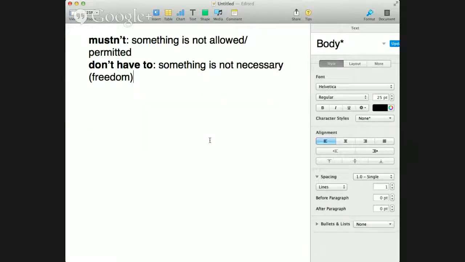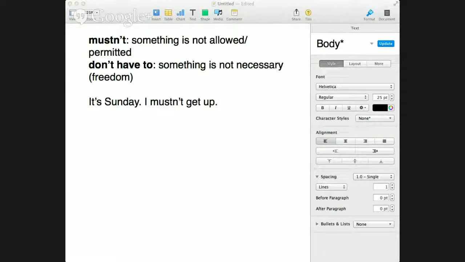So I'm going to give you another sentence. I just want you to tell me, is this correct? And if it's not correct, what should it be? Something is not necessary. Is it correct? So it's incorrect, yeah? Good, very good. Because it's not that you're not allowed to get up on Sunday, it's that you don't have to get up because you can stay in bed because you've got no work, right?